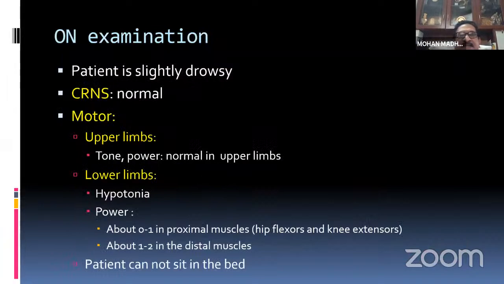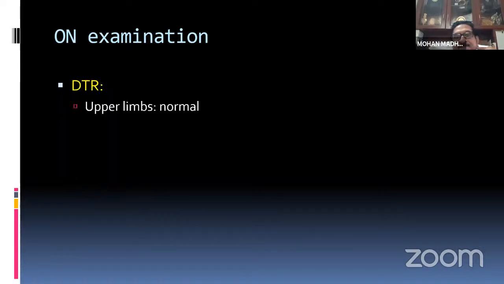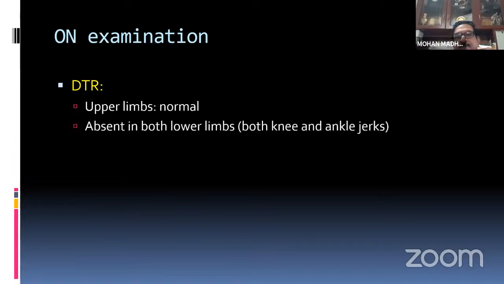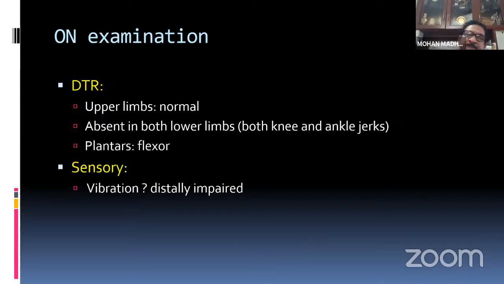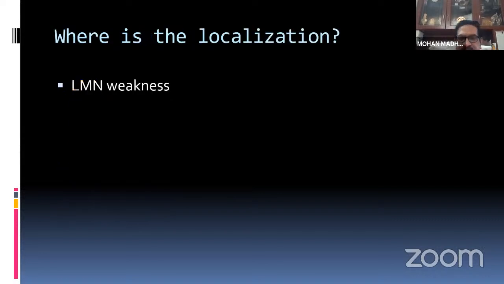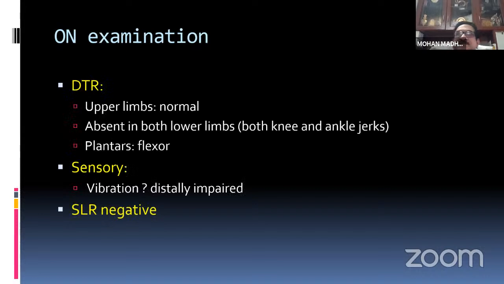Okay. Patient slightly drowsy. Cranial nerve examination is normal. In the motor system, upper limbs tone and power normal. Lower limb is hypotonic. Power 0 to 1 in the proximal muscles, especially hip flexors and knee extensors, but 1 to 2 in the distal muscles. Patient cannot sit in the bed, she falls backward. Deep reflexes in the upper limbs normal, absent in both lower limbs, both knee and ankle jerks. Plantar flexor. Sensory: vibration is distally impaired, but able to feel touch and pain normally. I did not check the JPS because she was not that cooperative for JPS. SLR was negative. So, where is your localization with this finding?